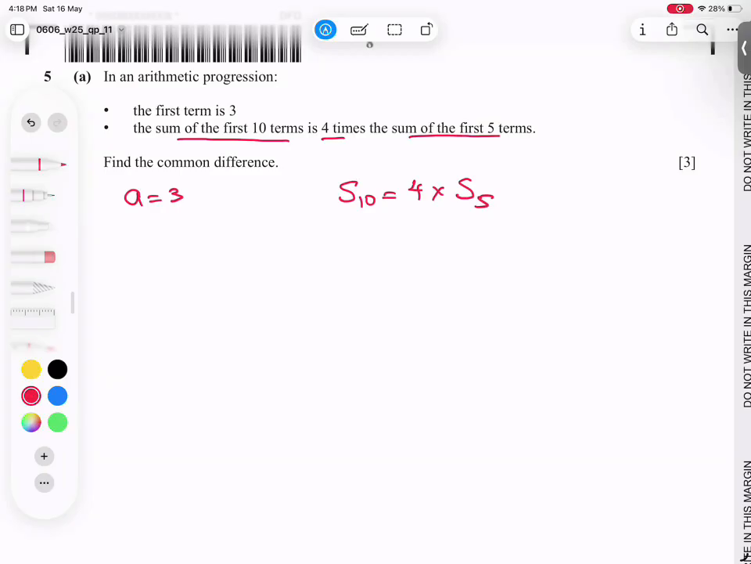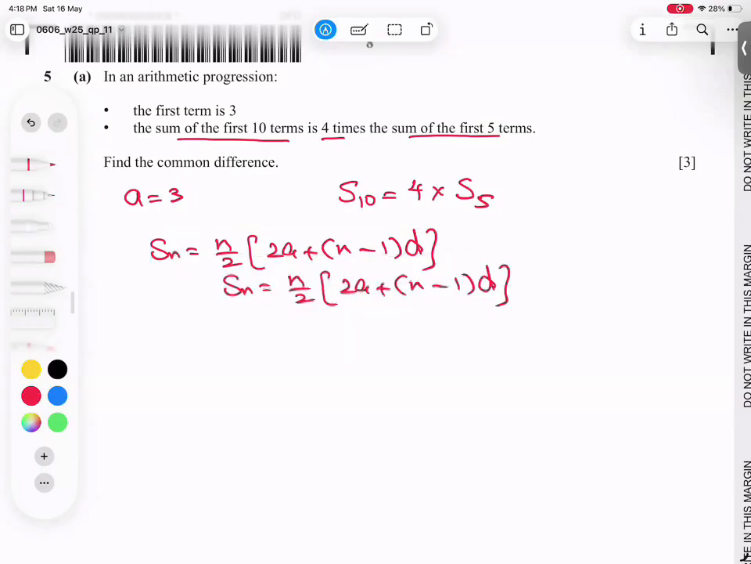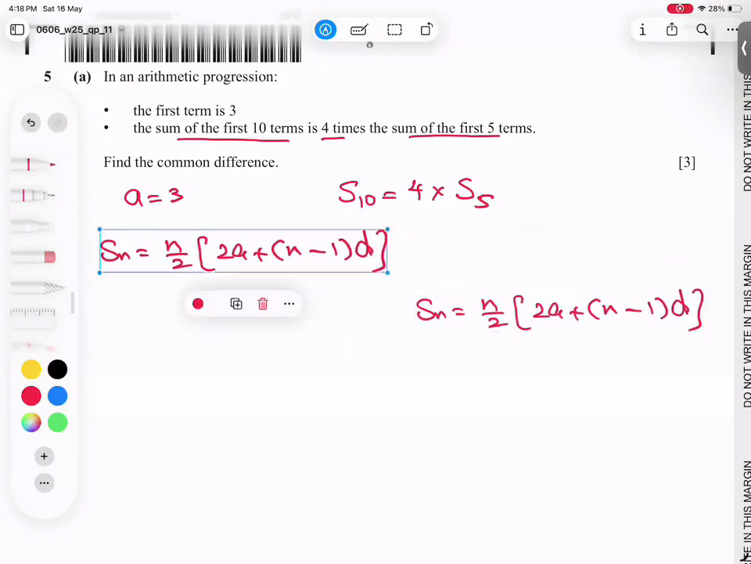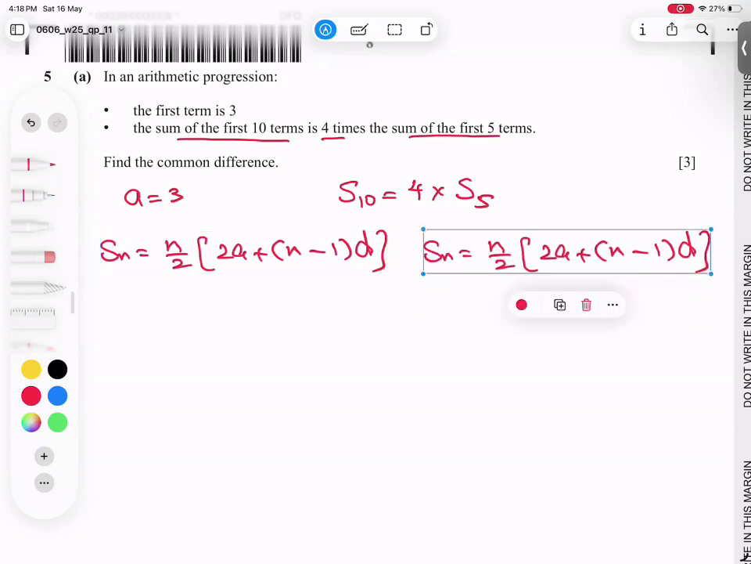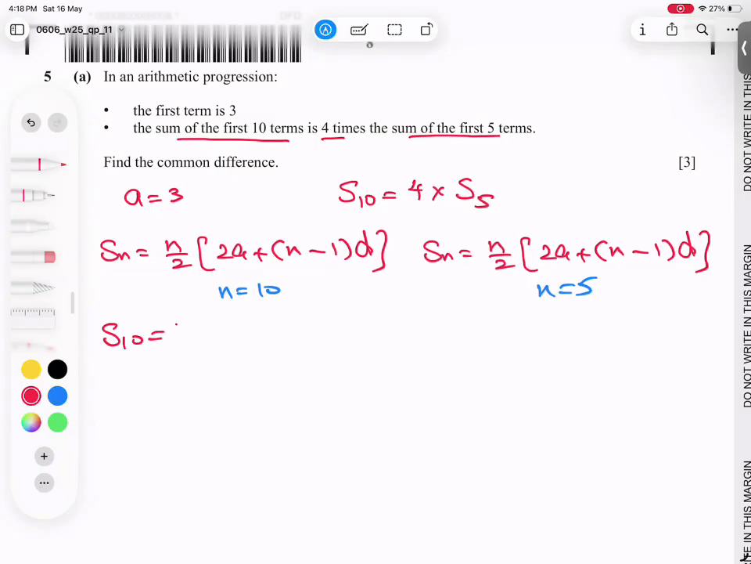So students, we can apply the sum formula: Sn is equal to n over 2 times (2a plus (n minus 1) d). This is the formula we have, and we will apply it twice. First, I'm plugging in n equals 10. So S10 is 10 over 2, and 2 times 3, since a is 3, gives 6, and 10 minus 1 gives us 9d.